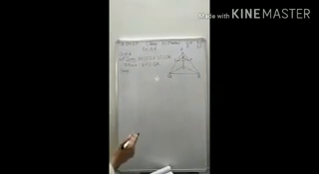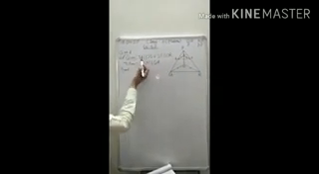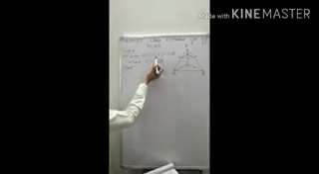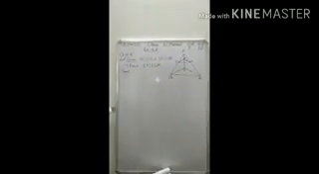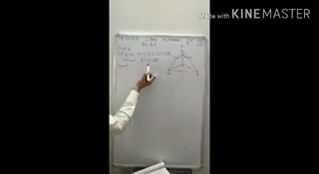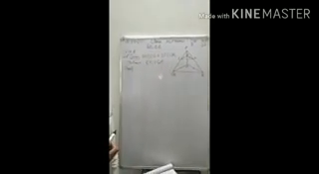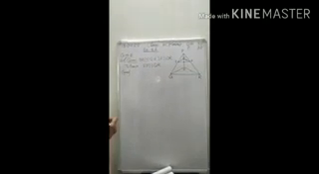So let us start this question with the given. In the given, DE is parallel to OQ and DF is parallel to OR. What we have to prove? We have to prove that EF is parallel to QR. For that, let us start.